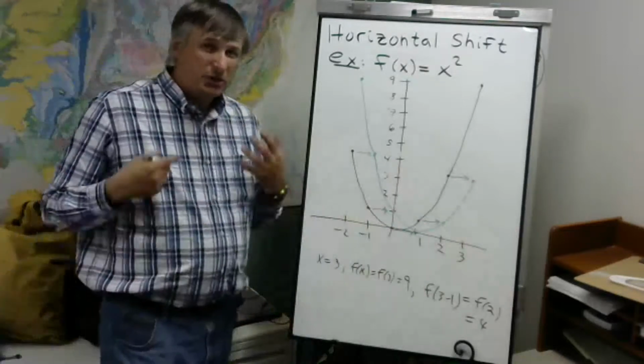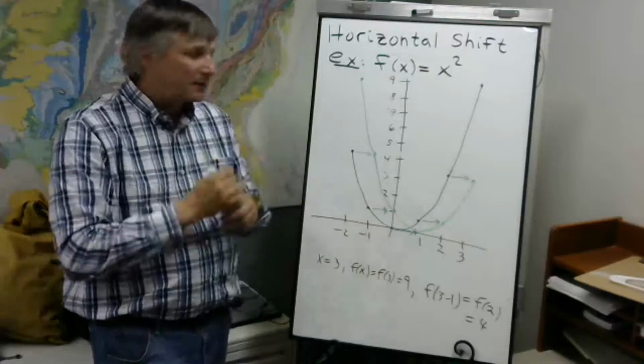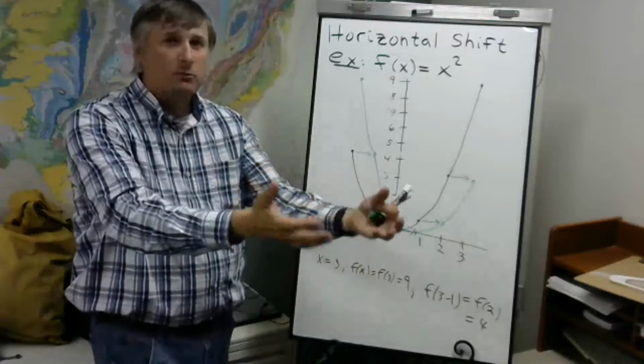So that's the idea. If we want to shift to the right, we subtract by that many units. We put that inside our f of x. If we want to shift to the left, we add.